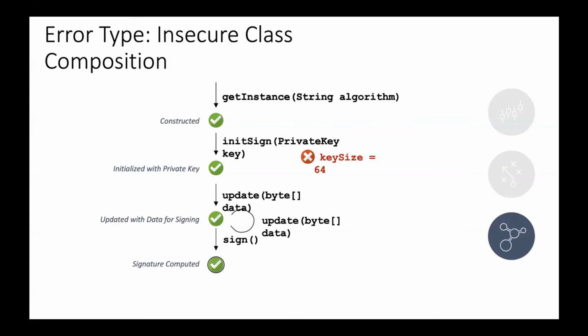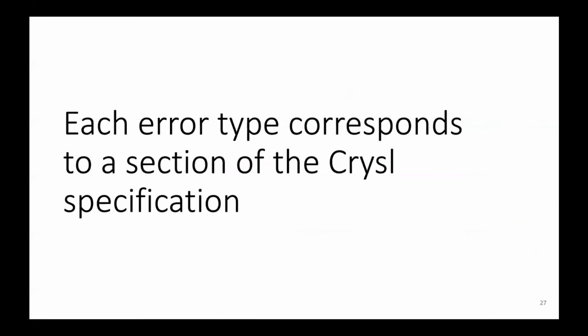Okay. So why were these three error kinds important before we go into the Krysl specifications and how to write them? Well, because each error type that you saw before corresponds to one section in your Krysl specification, right? So when you're writing Krysl specifications, you always think in terms of objects. You say, okay, this is one class in my API, this is another class in my API. You need to write specifications for each class.